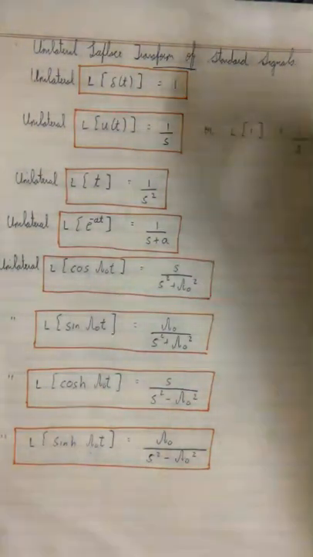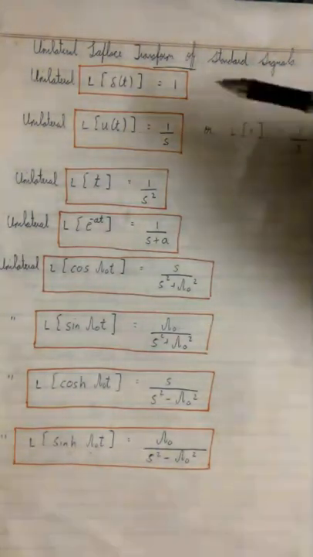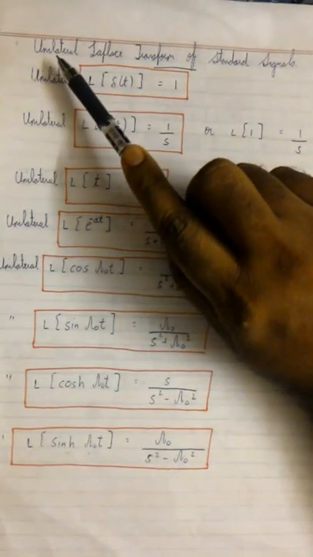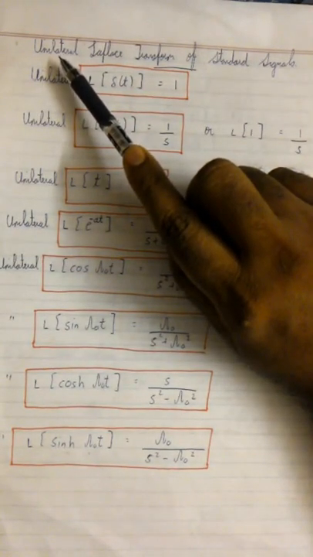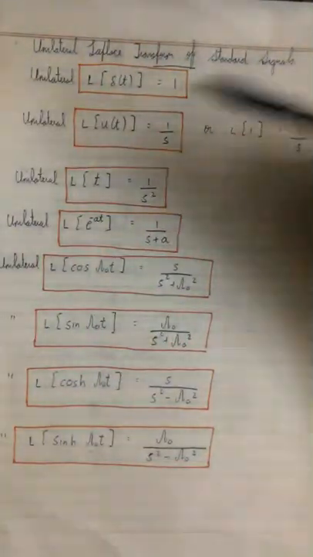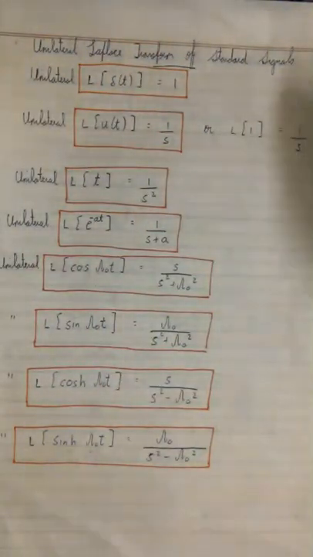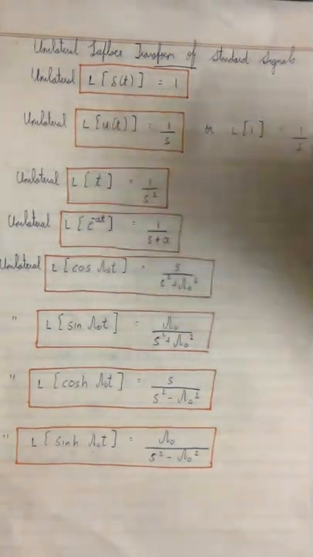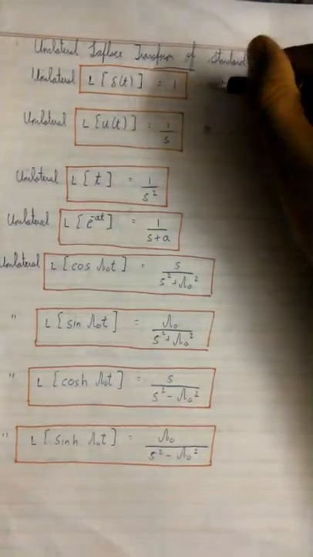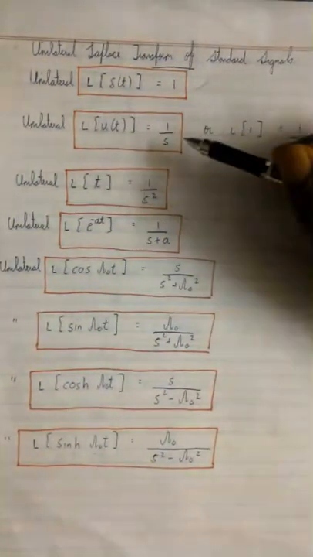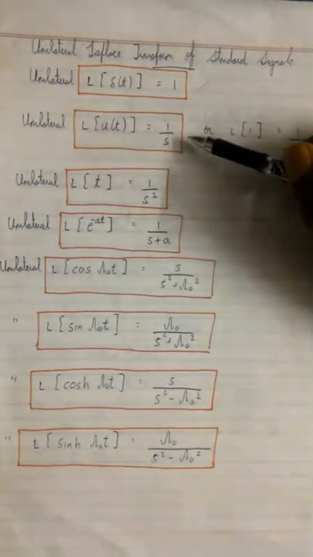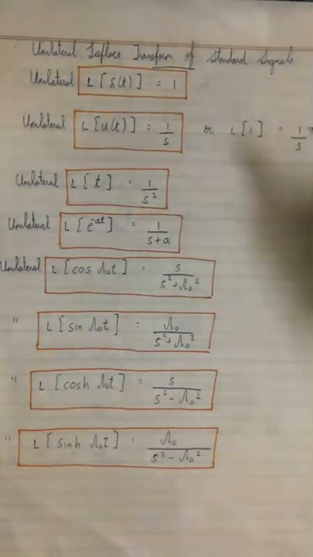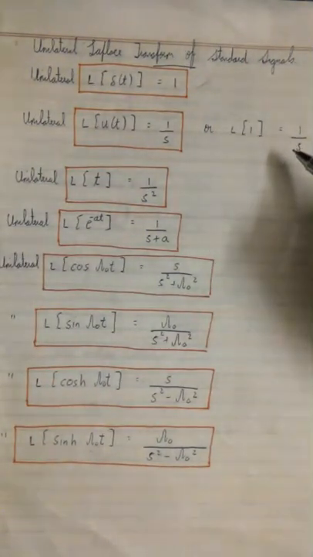So here the unilateral Laplace transform of some of the standard signals is what's shown over here. So this is a unilateral Laplace transform. That means the Laplace transform integration starts from 0 to infinity. For example, if you look over here, the Laplace transform of del of t is equal to 1. This is the first equation you have studied. The second equation is the Laplace transform of u of t is equal to 1 by s. Or in other words, the unilateral Laplace transform of number 1 is equal to 1 by s.